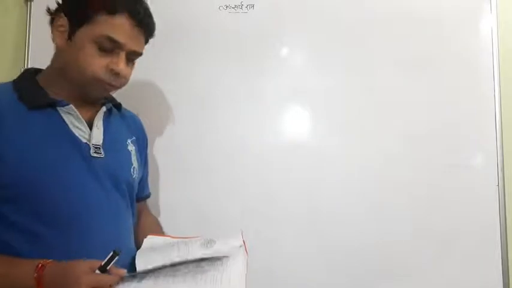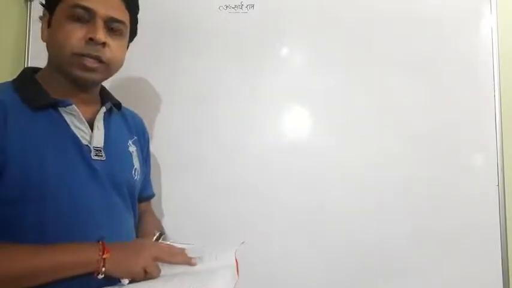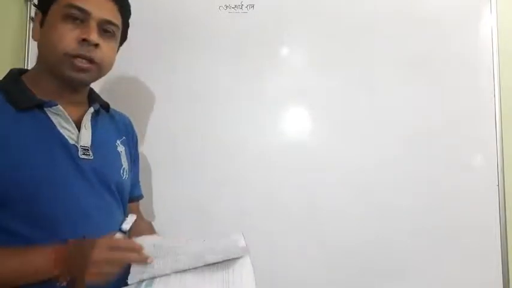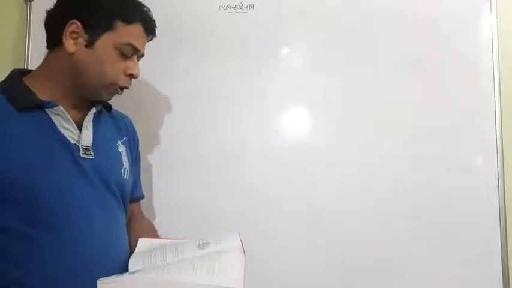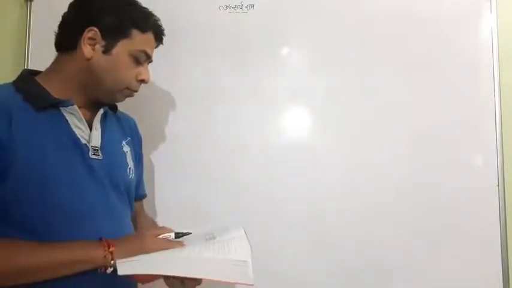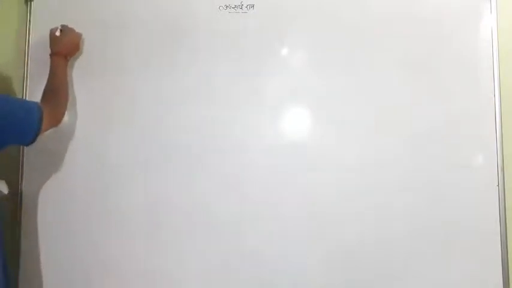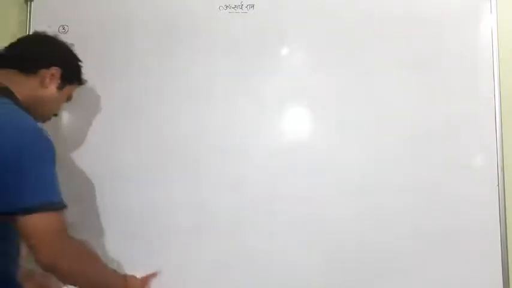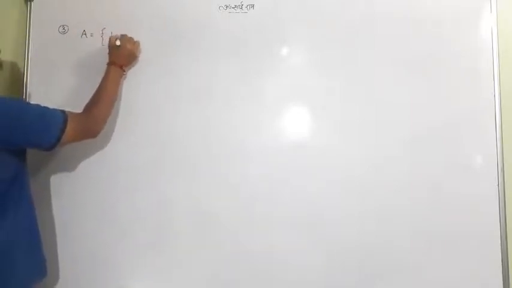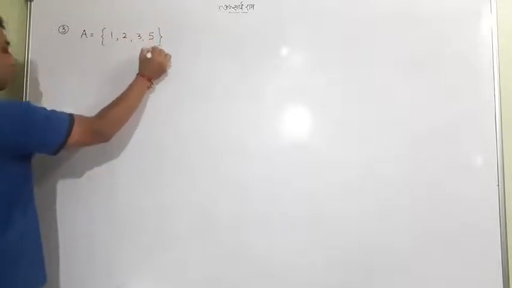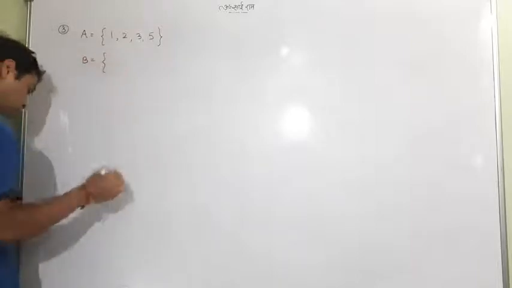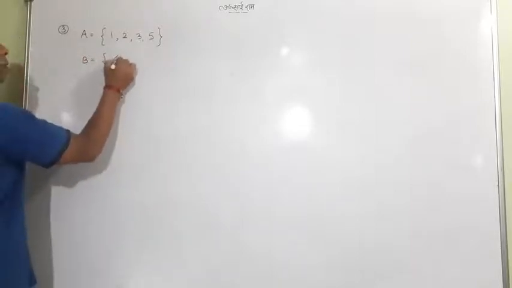Good morning, students. Today we will do exercise 2.2, and the first question I did yesterday. We have a few more good questions in the exercise, so let me take some, like the third one. Question 3 says A is equal to {1, 2, 3, 5} and B is equal to {4, 6, 9}.